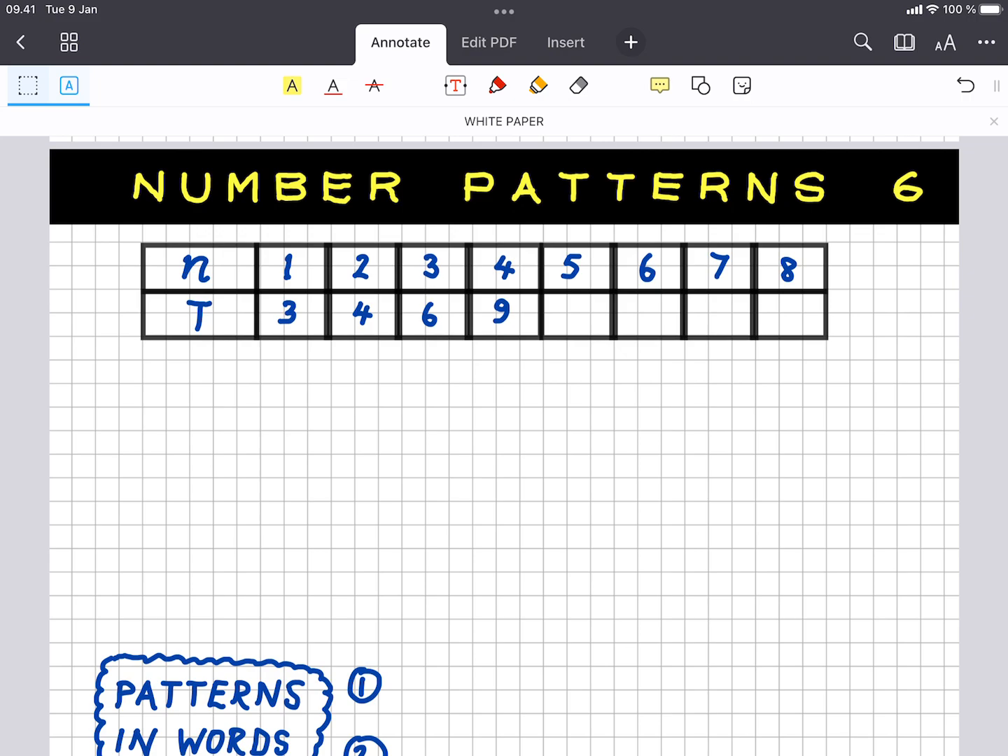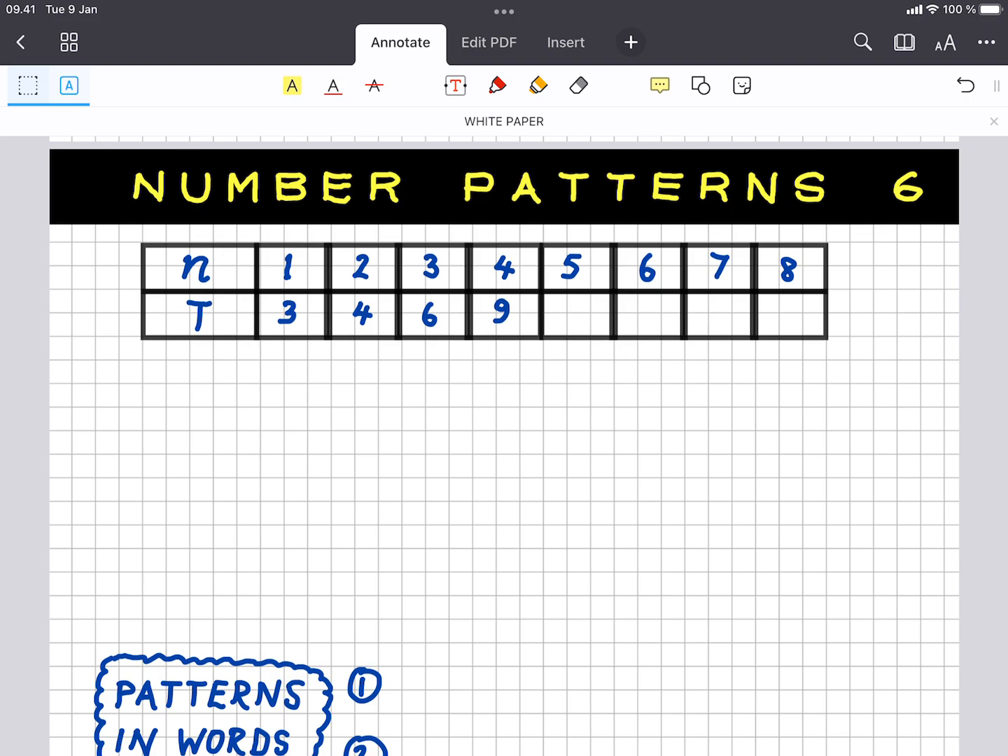So this is video number 6 in a series of 9 to help you with the numbers patterns questions. Now let's have a look at this pattern. The first term is 3, the second term is 4, the third term is 6, the fourth term is 9. It's not an arithmetic sequence because it's not going up by the same fixed amount every time.